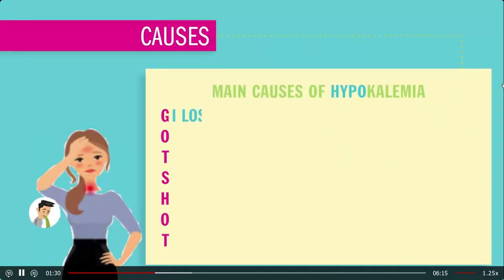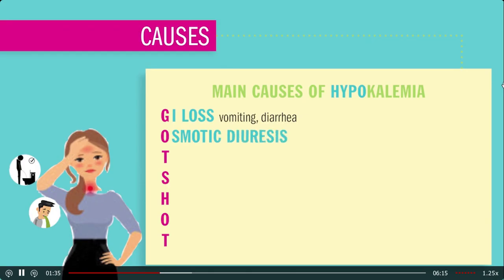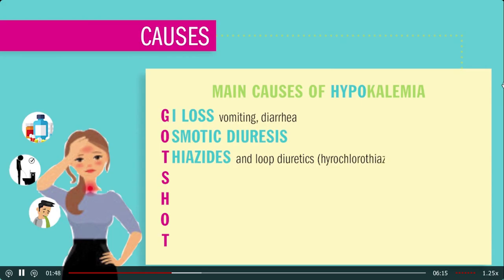So G is for GI losses like vomiting and diarrhea. O is for osmotic diuresis, basically frequent urination, like with our diabetic patients with high blood sugar. They have to pee out all that sugar, and we lose a little potassium too. T is for thiazide and loop diuretics like hydrochlorothiazide and furosemide, also called potassium wasting diuretics. They pull that potassium from the body and then dump it in the potty.